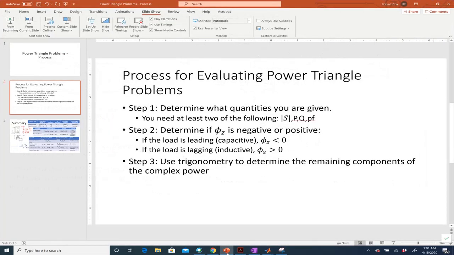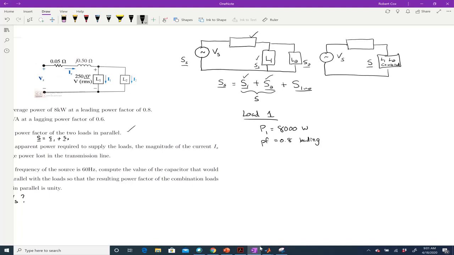So I'm going to draw my triangle like so. Here's my P, here's S. I'm going to write this as the magnitude of S, because if I think of it as a triangle, then the length of that side would be the magnitude of S. And then my Q would be going down this way. This here would be phi sub z. So step 3, I said, is to just use trigonometry. So we're at step 3, right? Remember here that power factor is equal to cosine of phi z.